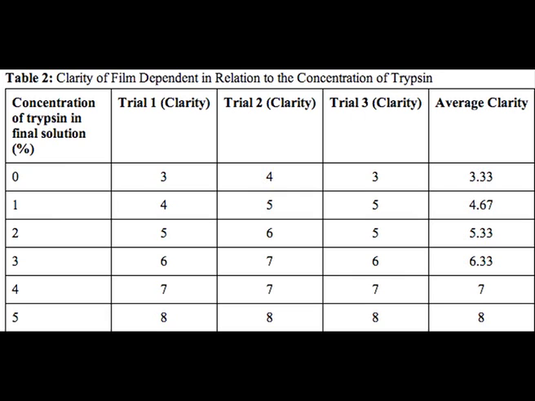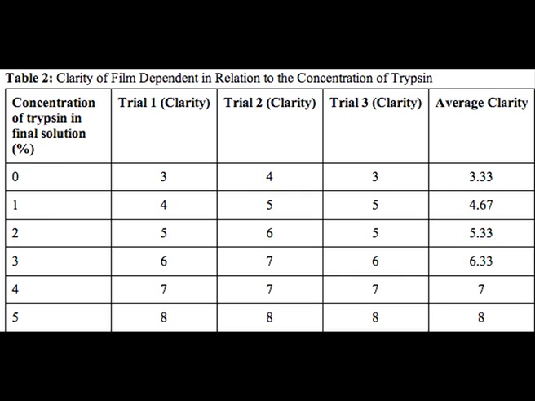The film treated in the 3% trypsin solution had an average clarity of 6.33. The film treated in the 4% trypsin solution had an average clarity of 7, and the film treated in the 5% trypsin solution had an average clarity of 8. The following observations were taken during the course of the experiment. As the film was in the trypsin solutions, the tan-colored gelatin began to dissolve.